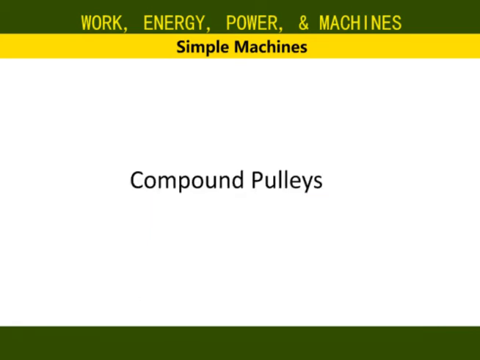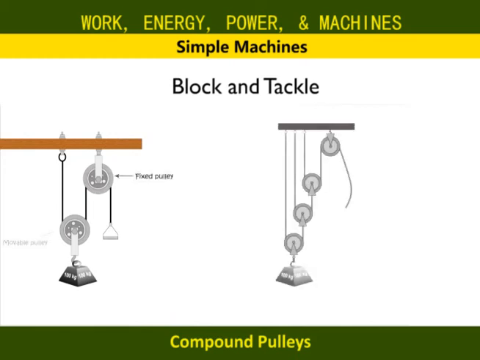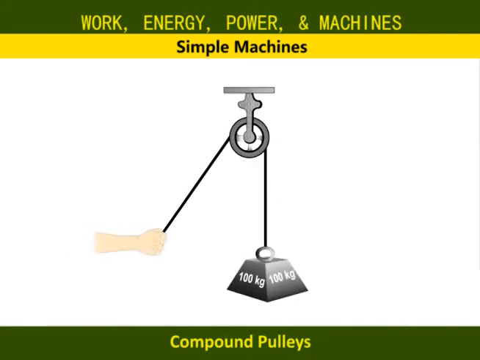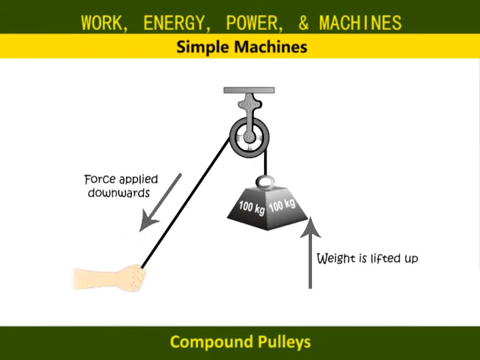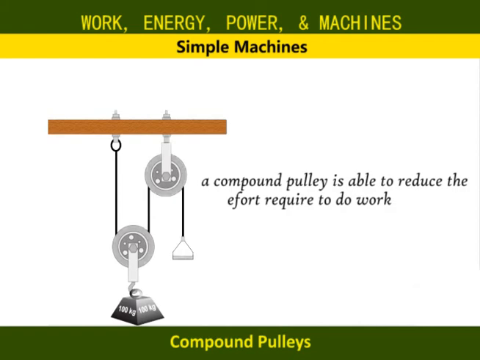Now let's see a compound pulley. Compound pulleys are also called block and tackle. It is a combination of a fixed and one or more movable pulleys. Whereas a single pulley only changes the direction of the applied force without giving much mechanical advantage, a compound pulley is able to reduce the effort required to do the work.